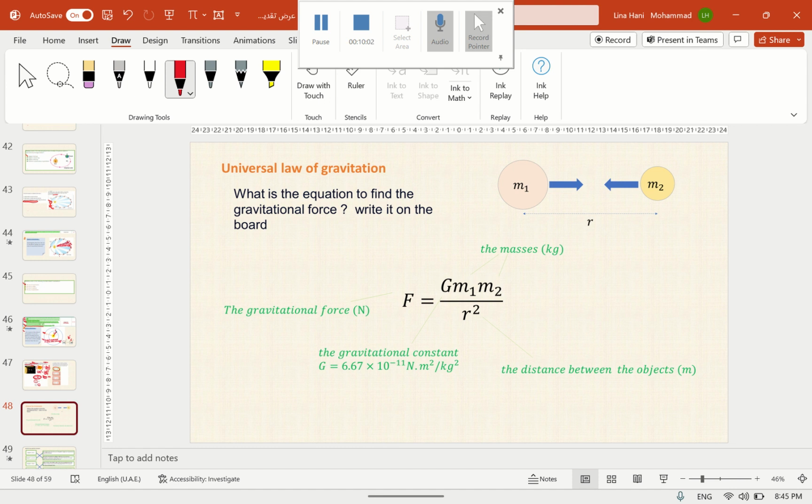The universal law of gravitation states that any two masses have attraction forces between them, and this force is proportional to their masses and inversely proportional to the square of the distance between them. So this is the equation that is used to find the gravitational force. The gravitational force, measured in Newton, equals G, where G is a constant, 6.67 times 10 to the power of negative 11 Newton meter squared over kilogram squared. This is the unit of G. M1 and M2 are the masses in kilogram, and R is the distance between the two objects in meter.